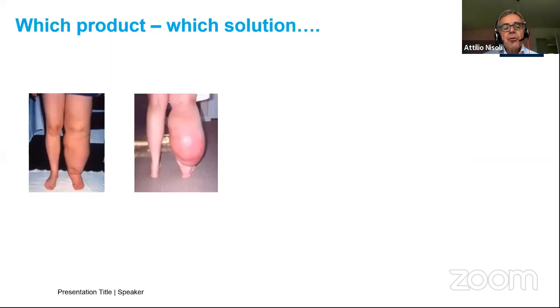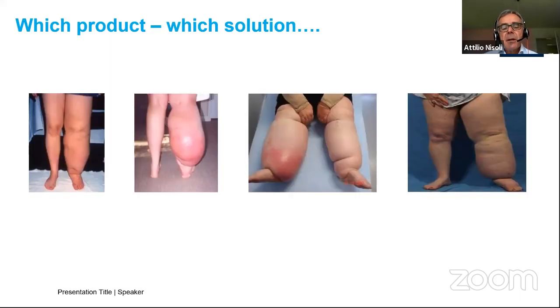Which product, which solution? When we look at these legs, it's tricky. You can imagine if we have to measure these legs and manufacture the right garments, there would be solutions. We could flat knit for these legs. But imagine what happens if these people are having concomitant manual lymph drainage, for instance, or they're using the ICP, the intermittent pneumatic pressure pumps. They will reduce the volume of these limbs.